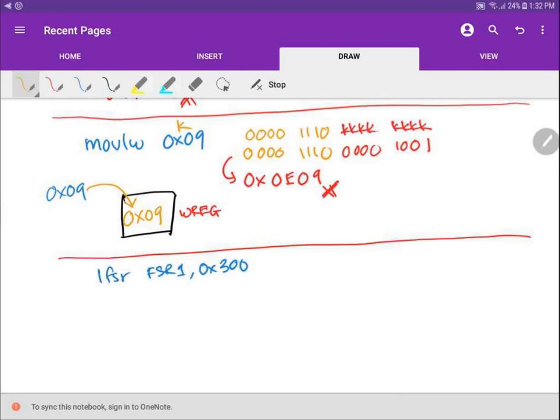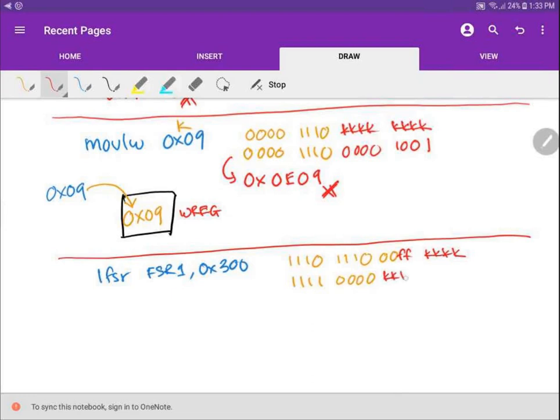What is the instruction? What is the machine code? 1 1 1 0 1 1 1 0. Zero zero. FF. KKK K. Then 1111 0000.